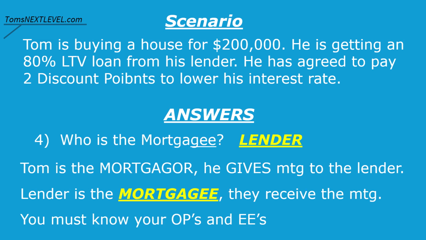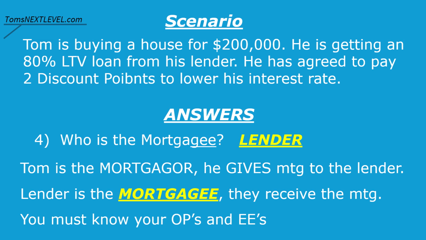And the answer to number 4, who's the mortgagee? Well, that's going to be the lender. It's just imperative that you know your O's and E's. And this one in particular happens to get students mixed up all the time. And there's a good reason for that. It's used wrong in the marketplace regularly. Notice the rule. Tom is the mortgagor because he gives the mortgage to the lender. The lender's the mortgagee because they receive the mortgage from Tom.